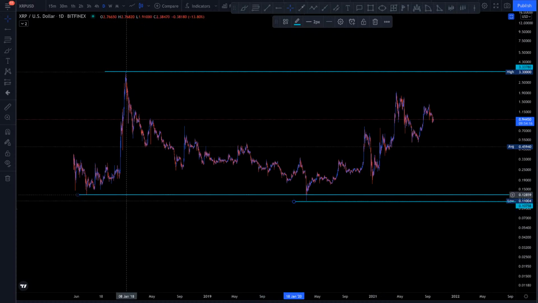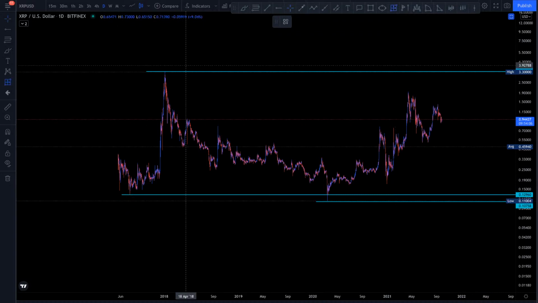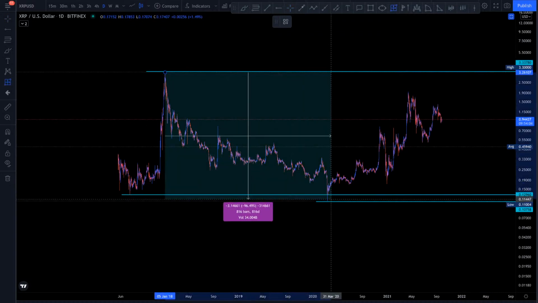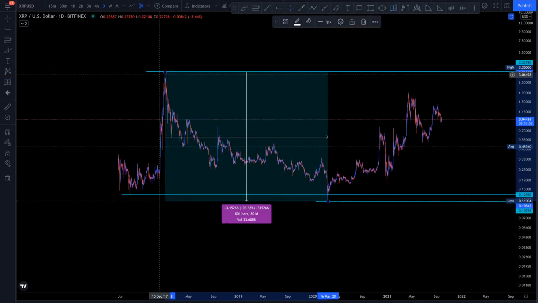Are you going to be able to buy around here, and then in the future, if it dumps and comes back down here, are you going to be okay with that? Because these dumps are not small dumps. I mean, we can measure the dump. Let's measure this dump from here all the way down here, right? 96% dump. There you go, 96%. So from the top to here, 96%.